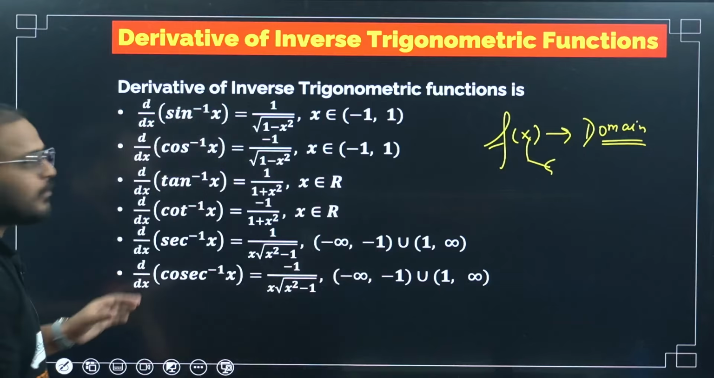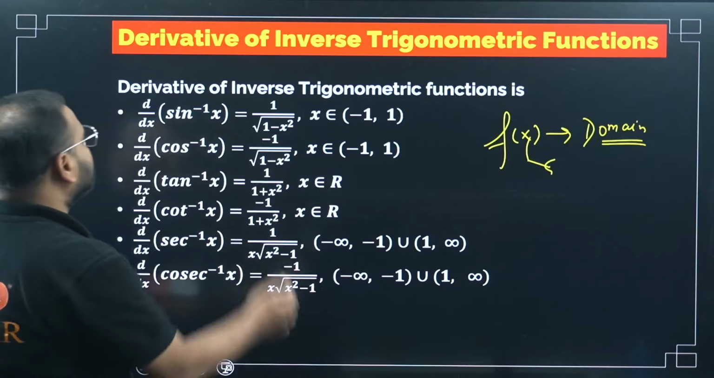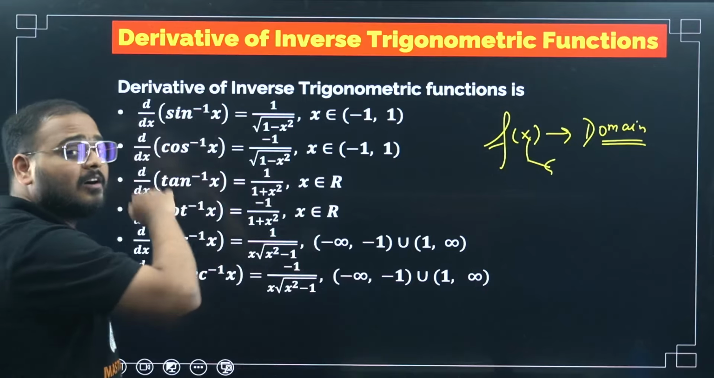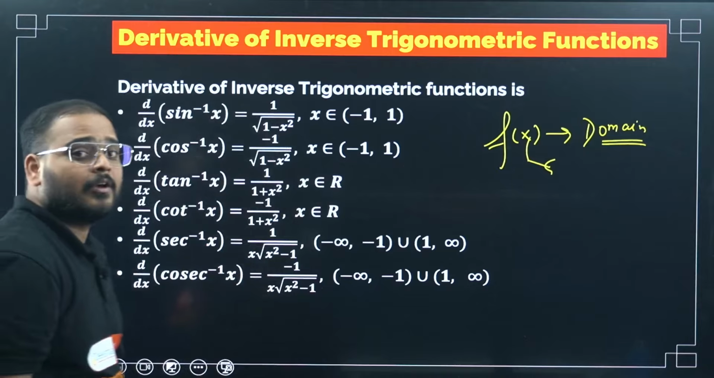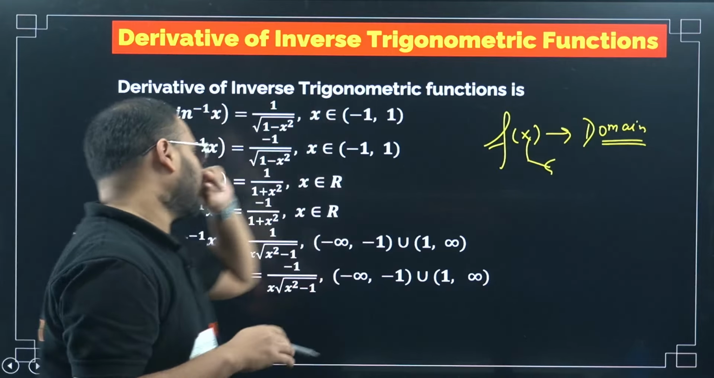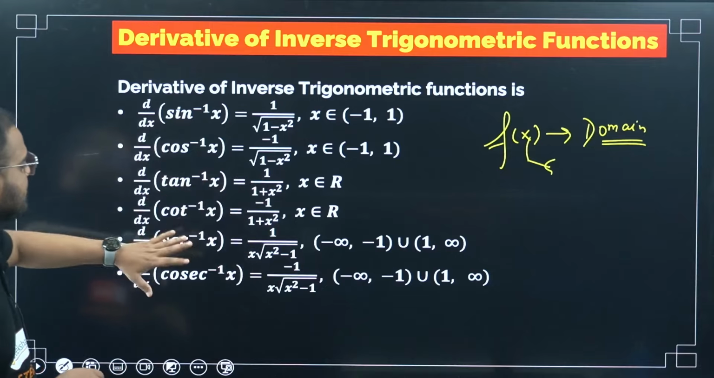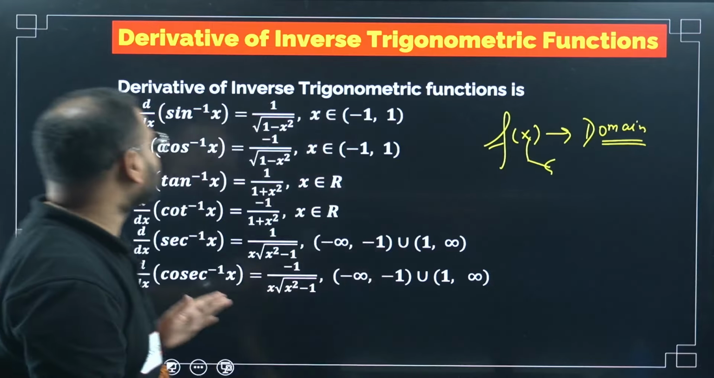If you want a relation, how can this be remembered? These are complementary. If you take the trigonometric ratios, sine and cos are complementary. I'm not saying sine inverse and cos inverse, I'm saying the trigonometric ratios sine and cos are complementary. So in that order I've taken tan, cot, sec, cosec. This is simple. Let's see what the formulas are.